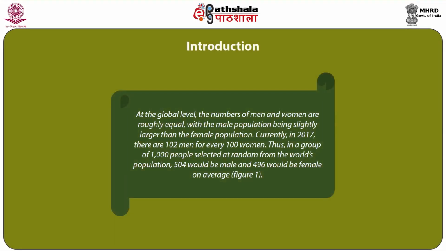At the global level, the numbers of men and women are roughly equal, with the male population being slightly larger than the female population. Currently, in 2017, there are 102 men for every 100 women. Thus, in a group of 1000 people selected at random from the world's population, we can expect male population constituting of 504 and female population of 496 on an average, as reflected in the figure 1.